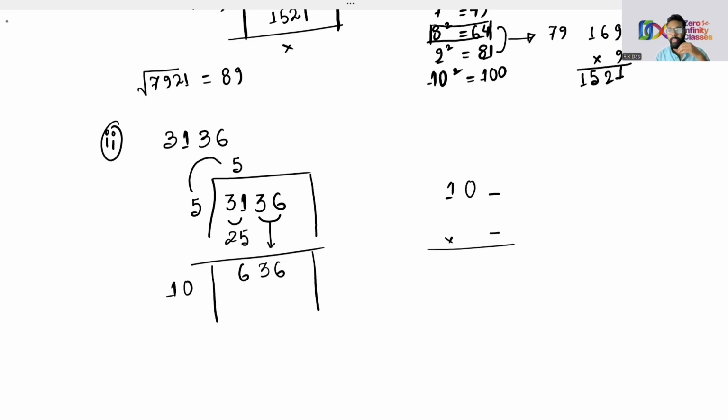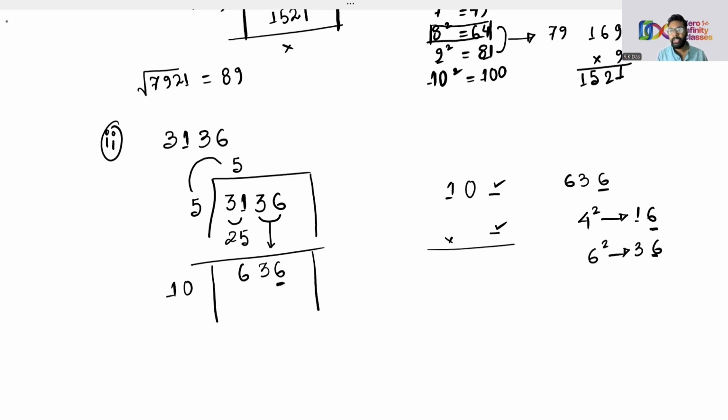Then we have to take the same number in such a way so that we will get 636. Since the last digit in 636 is 6, and we know that 4 square is 16 and 6 square is 36.